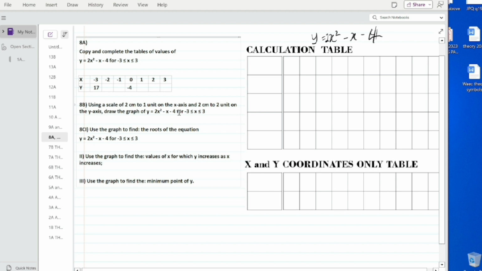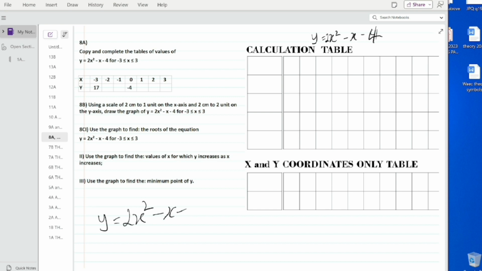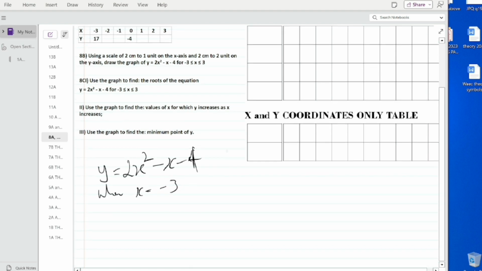Most people are used to the substitution method, but the table method gives you less stress, it's easier to solve, and it doesn't make your work rough, it makes it simple. But let me show you the substitution method. For example, let's prove that this minus 3 gives us 17 using the equation. The equation says y equals 2x squared minus x minus 4. We take our value for x as minus 3. So when x is equal to minus 3, we'll find y.